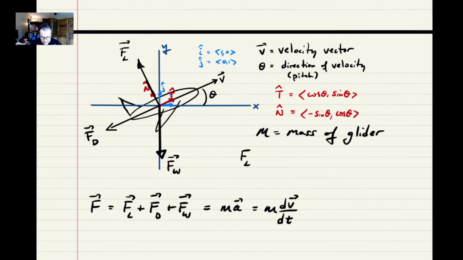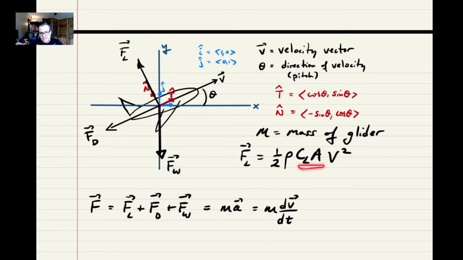So force due to lift can be, from experiment, determined to be 1/2 times the density of the air times a coefficient of lift that we'll take to be a constant, the surface area of the glider, which we'll also take to be a constant, times the scalar velocity, that is just the speed squared. So obviously as the speed increases, there's a larger amount of lift. We could also say that as the density decreases, there's less lift.